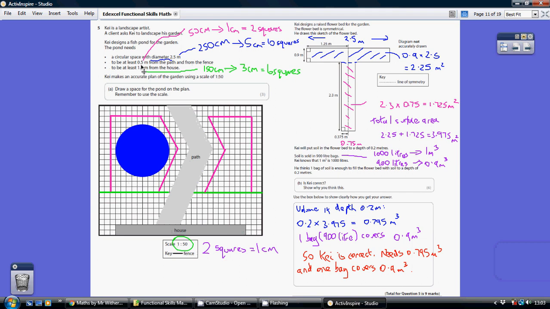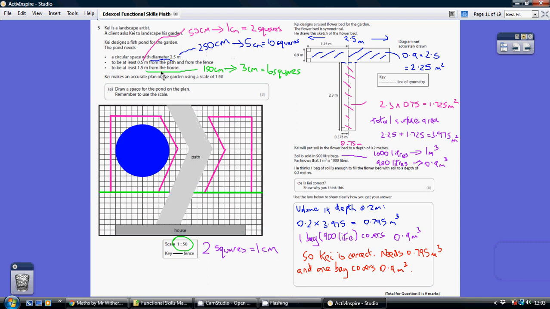So let's, for example, take the circular space with the diameter of 2.5 meters. Well, 2.5 meters is 250 centimeters. Dividing that by 50, we realize that's got to be 5 centimeters in diameter. Remember, diameter means all the way across the whole of the circle, not the radius halfway, all the way across.